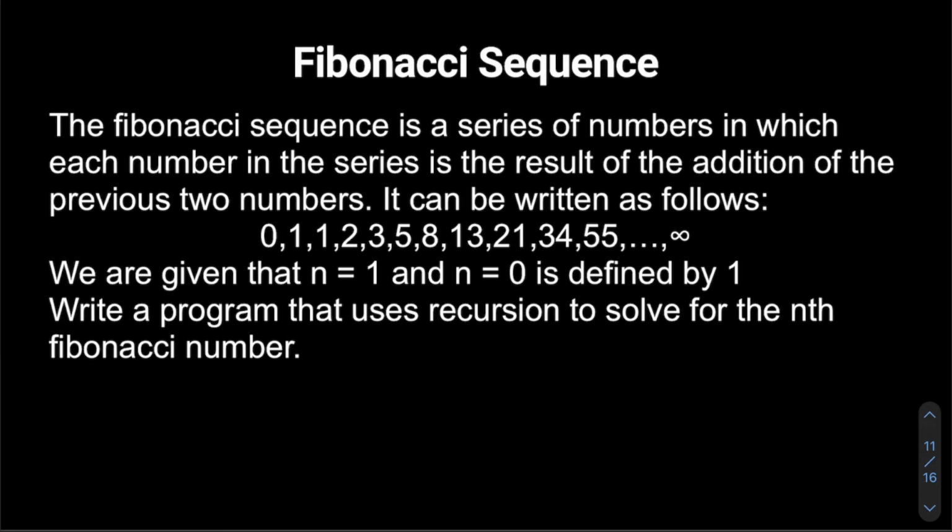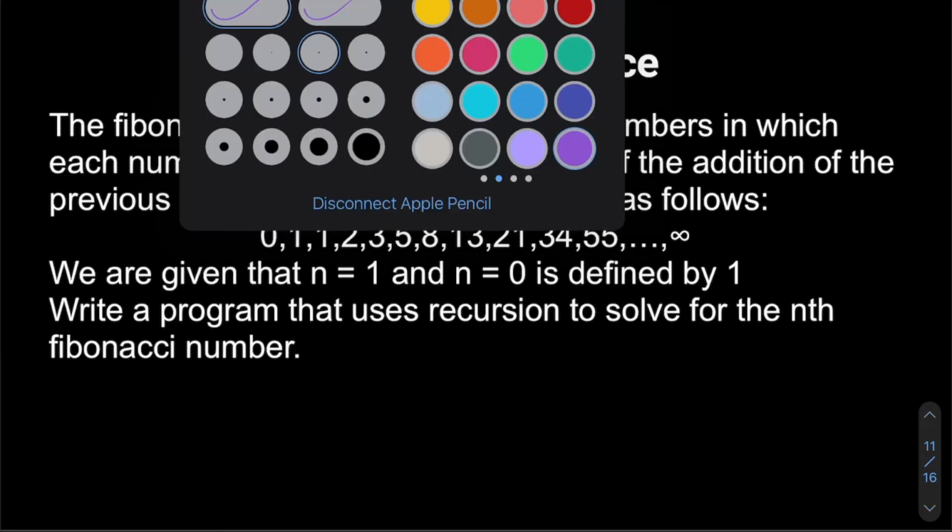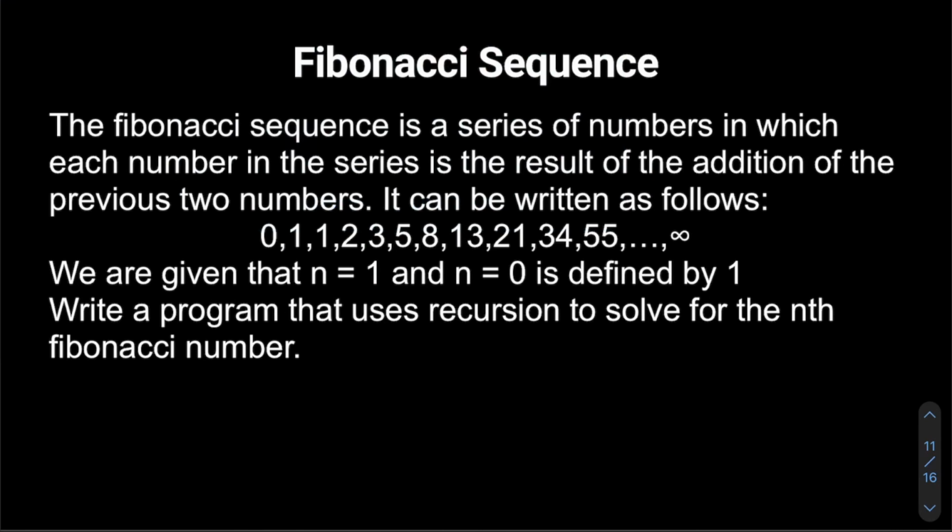So if our goal is to write a program that uses recursion to solve the nth Fibonacci number, let's take a look at an example of what that means. So we can say example, if n is equal to 5, we know that that's going to be the answer to what? Well, we know that Fibonacci is the addition of the previous 2 numbers. So in order to solve for this, we can say Fibonacci of n is equal to fib of n minus 1 plus fib of n minus 2.